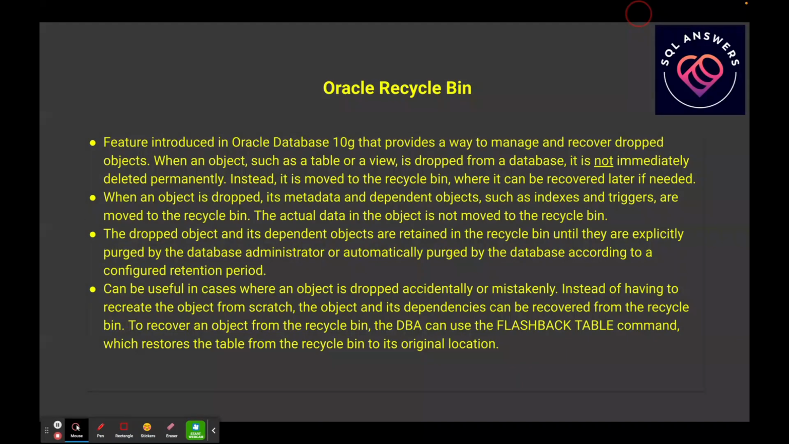The dropped object and its dependent objects are retained in the recycle bin until they are explicitly purged by a DBA or automatically purged by the database according to a configured retention period. We're going to talk about what those defaults are. This can be very useful in cases where something gets accidentally dropped, or something got dropped but you didn't realize you were going to need that data, or for some emergency that came up. It provides a way to retrace your steps and have a fallback in case you screw up and you need to get something back.